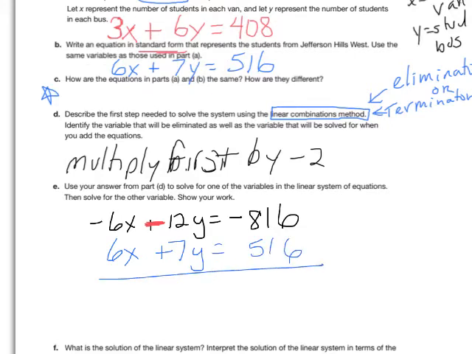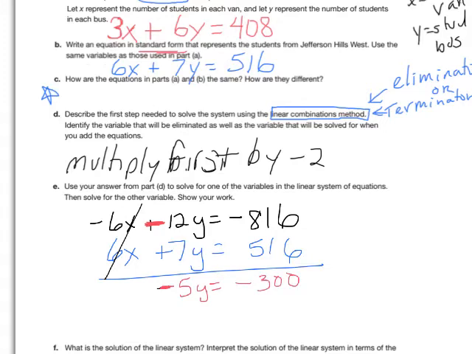Now terminator x says, cool, I will terminate the x's. And over here I have more negatives than positives. So that would be -5y equals -300.